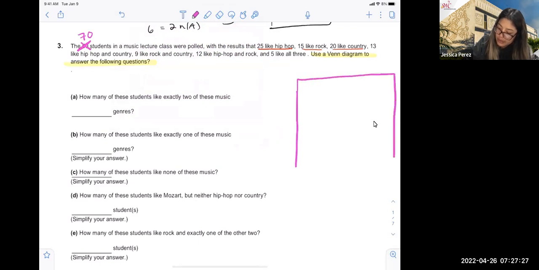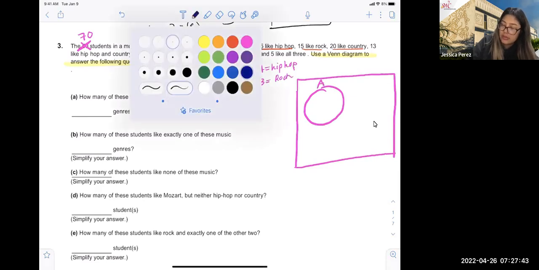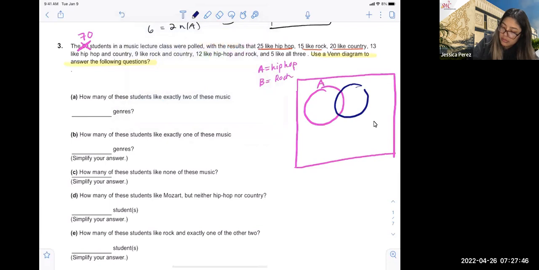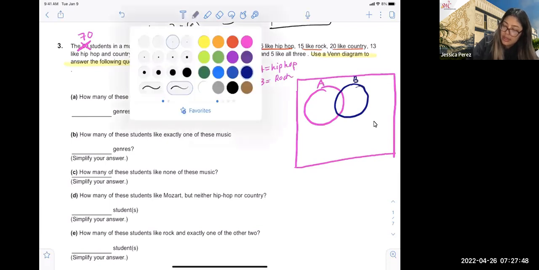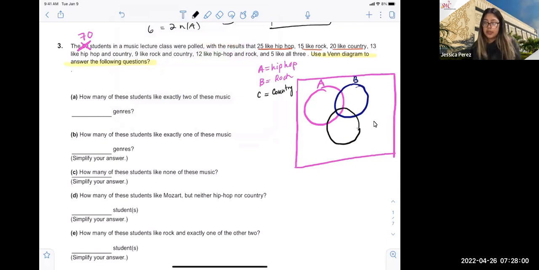So you create a Venn diagram. So we have hip hop. I'm going to let A be hip hop. So this is A. Let me let B be the rock. So here I'm going to do another circle. And then I have a last circle, which I'm going to call C, which is country. So there's 3 types of music.